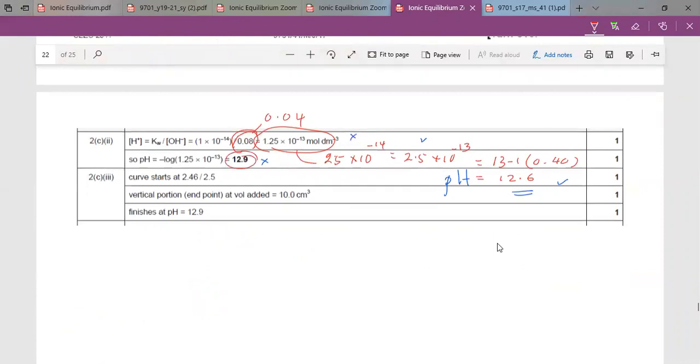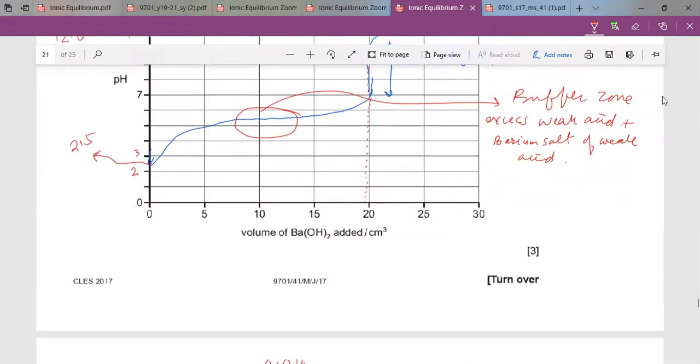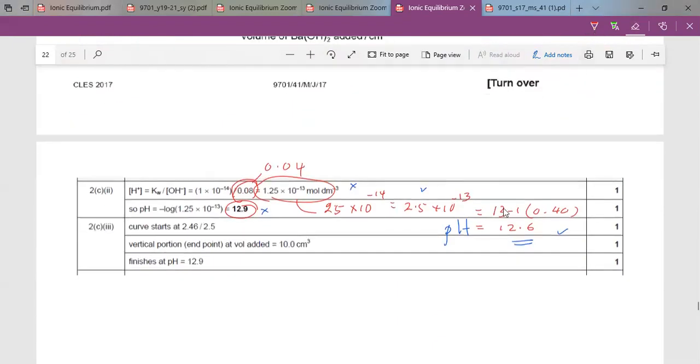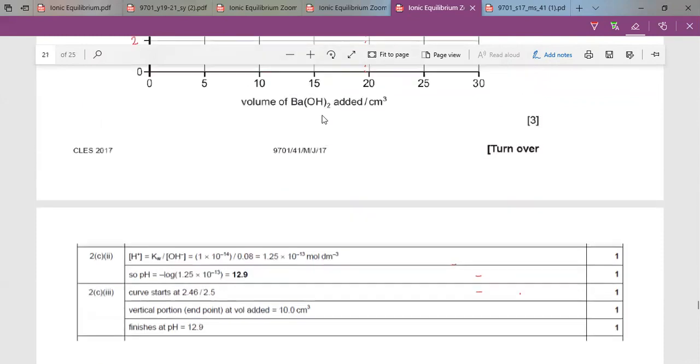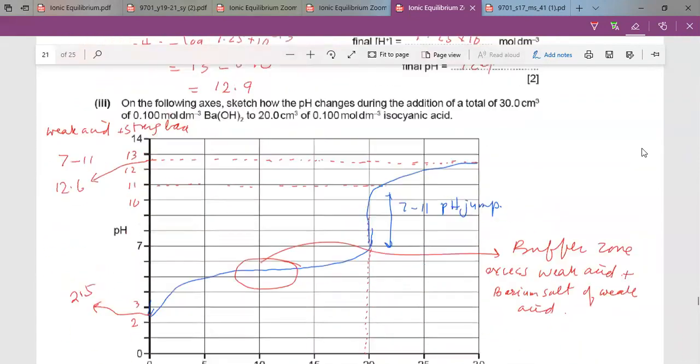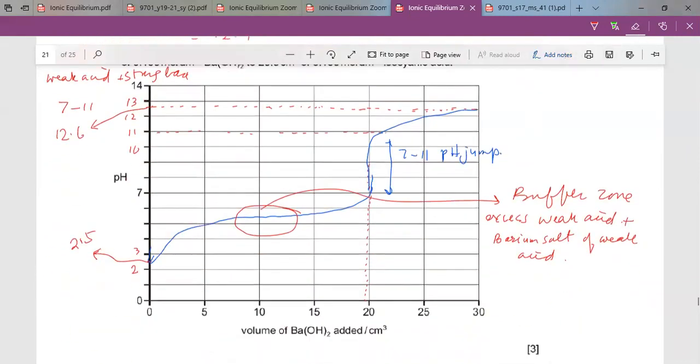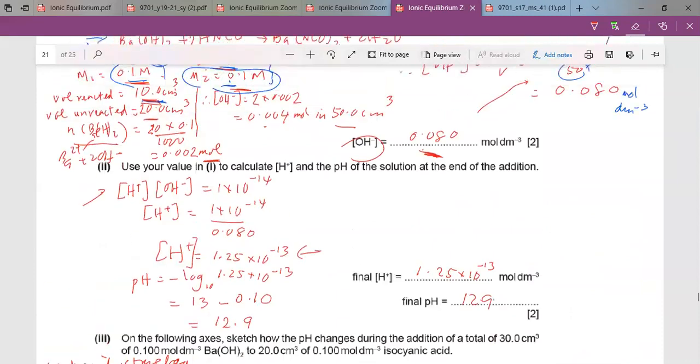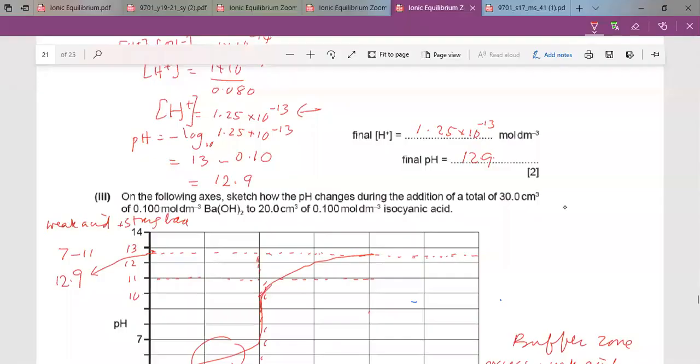Here, of course, I made a mistake. Better rub it off. Never mind. All right, so plot the graph. Remember, you need to know the end point. End point is 20, isn't it? Wait again. Okay, I rubbed off the mistake already. Sorry about it.